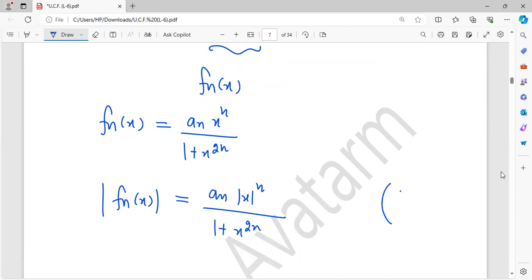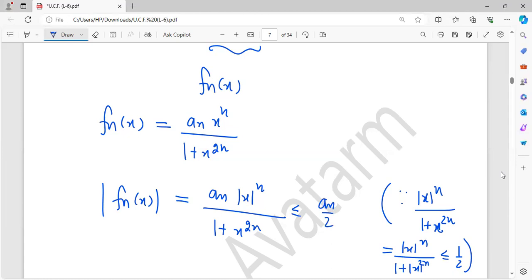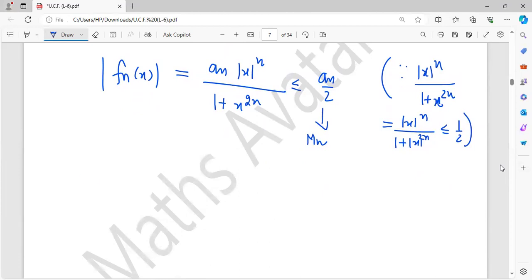Now, if you note that, I can write this value of x to the power n over 1 plus x to the power 2n. This never exceeds 1 by 2. So it means this is less than a_n by 2. So what is my M_n? M_n is this, a_n by 2. So let M_n be equal to a_n by 2. So we have f_n(x) less than M_n.